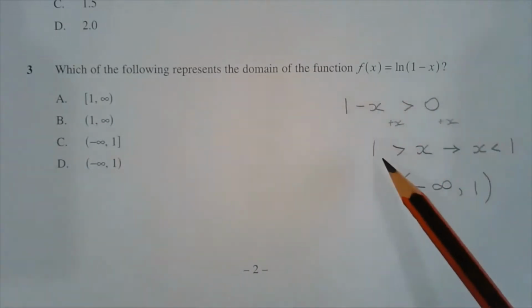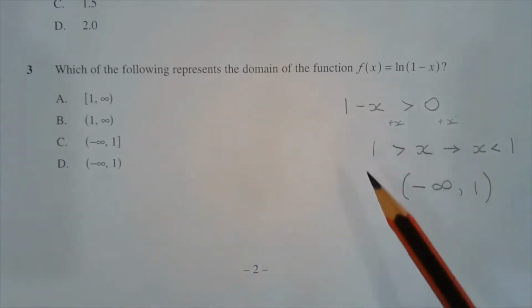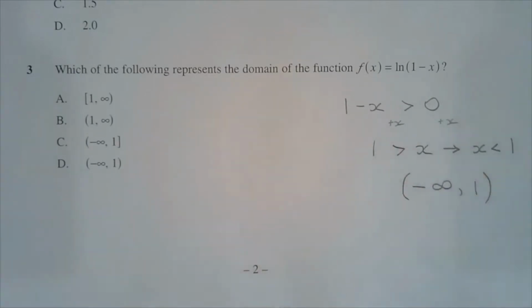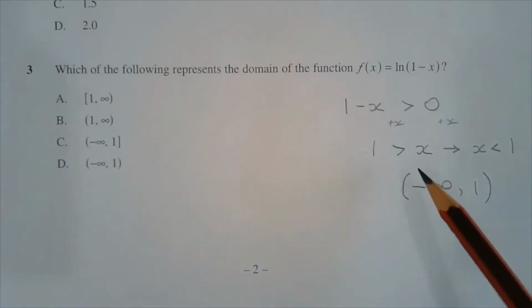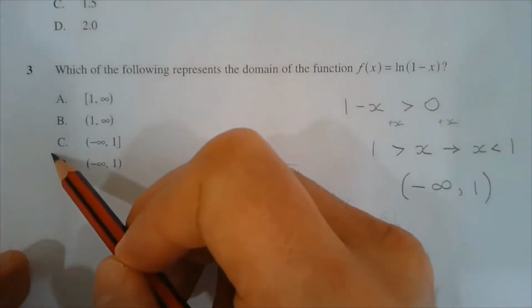Solving this inequality for x, we can add x to both sides. We get 1 is greater than x. And rearranging the inequality so that the variable is on the left-hand side, x is less than 1. In interval notation, that's open bracket, negative infinity, comma 1, close bracket. The answer is option D.